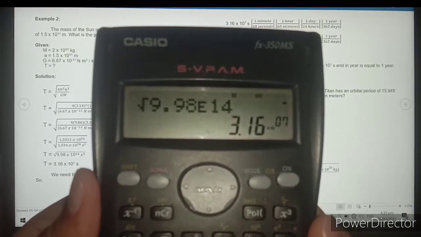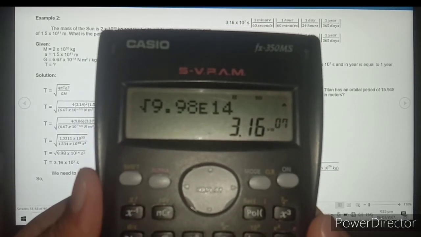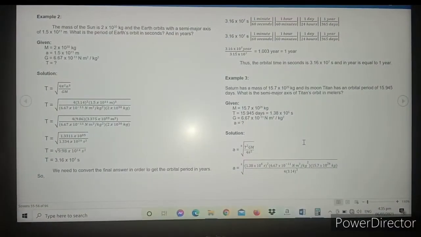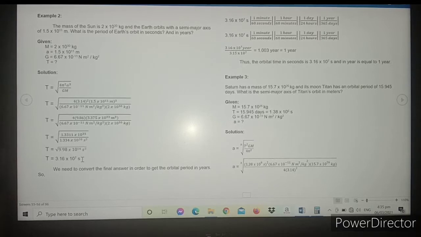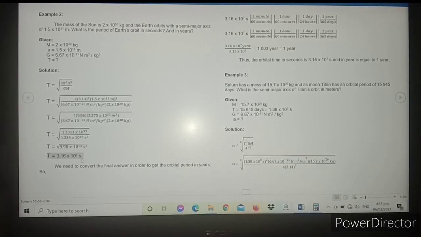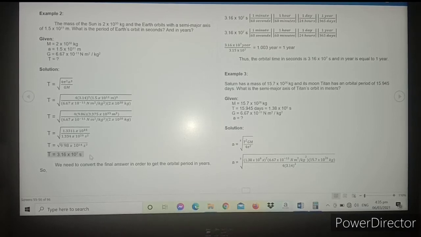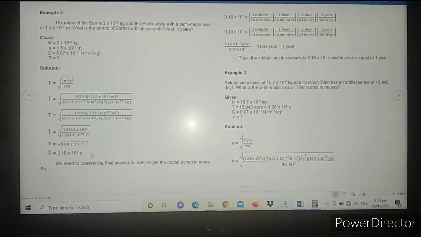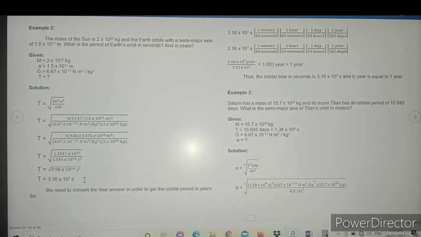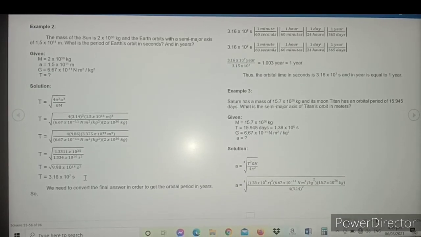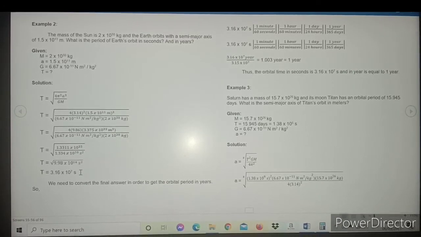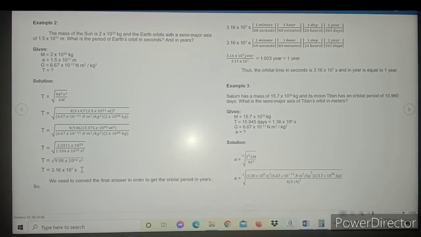Okay? So, just to clarify, ang ginagamit ko po talaga sa example na yan is calculator. Okay? So, we have here the final answer, which is 3.16 times 10 raised to 7. And the unit will be in seconds. That's why may S po diyan. So, yan na yung final answer natin. But still, meron pa po tayong isang hinahanap. Okay? So, in seconds, yun yung final answer natin.